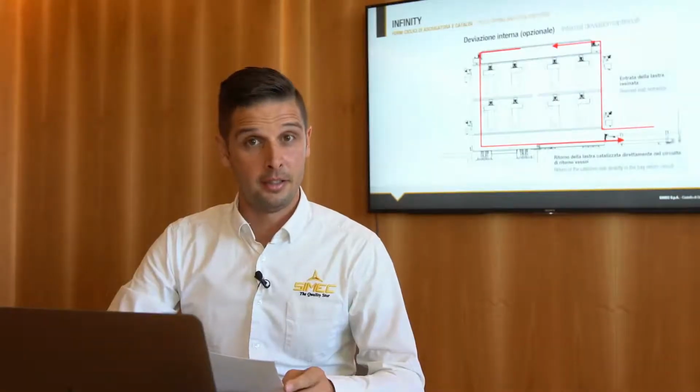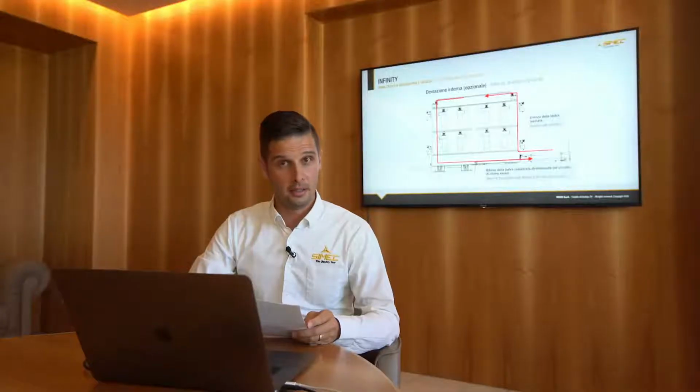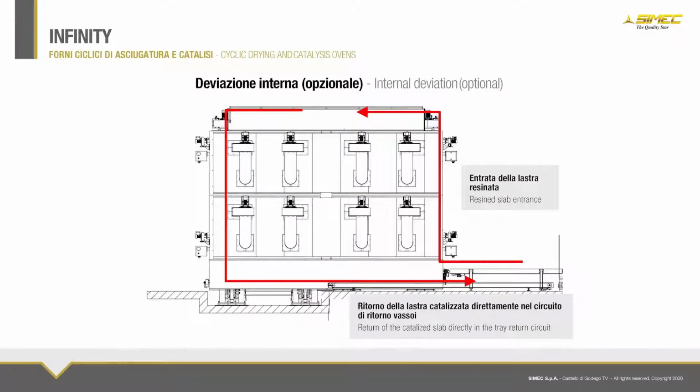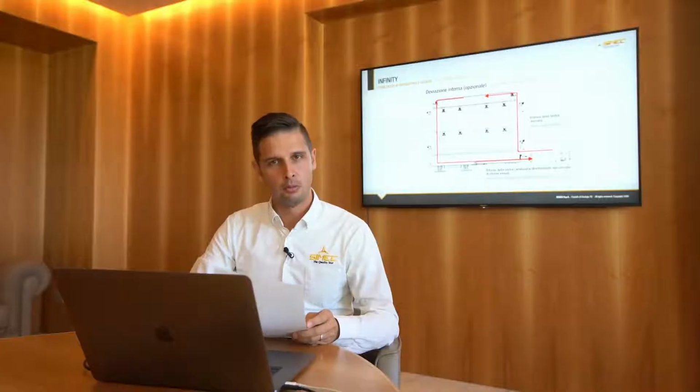Another interesting characteristic of the Infinity oven is the internal deviation. This solution is suggested when we have the automatic loading and unloading system on the same side of the line. But to better understand, let's see this video.